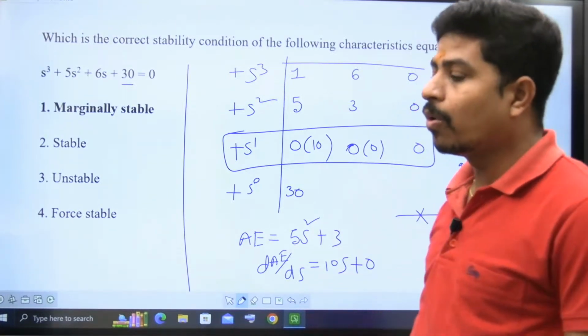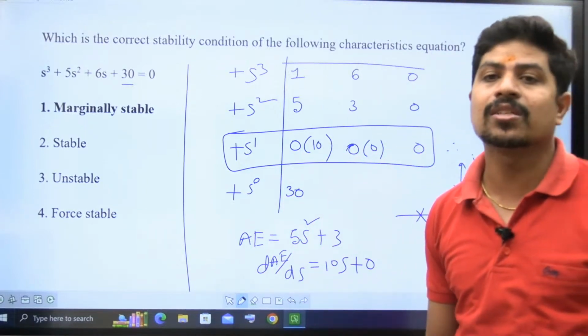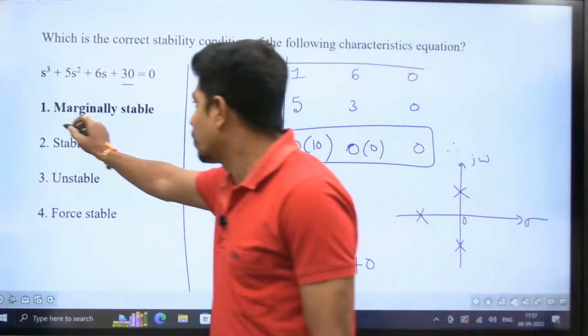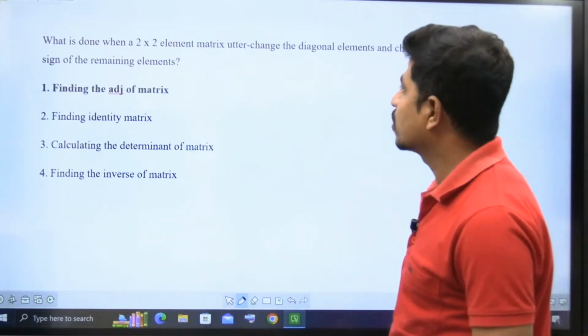If you see the pole location in this plane, we can easily say that the given system is marginally stable. Option 1 is the answer. Let's go to the next question.